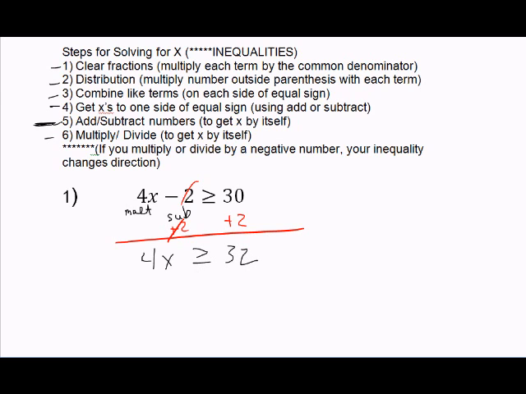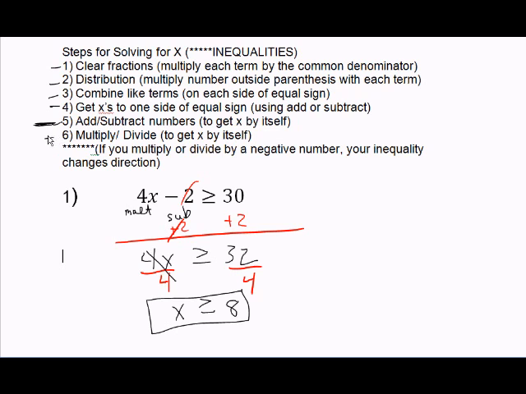Finally, we have to get rid of the 4. It's a 4 times, so you have to do the opposite of multiply by 4. We're going to divide by 4. Divide both sides by 4. 4 divided by 4 is 1x, and 32 divided by 4 is 8. My answer is x is greater than or equal to 8. And that's as simple as that.